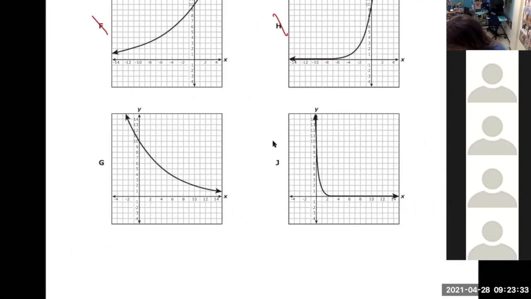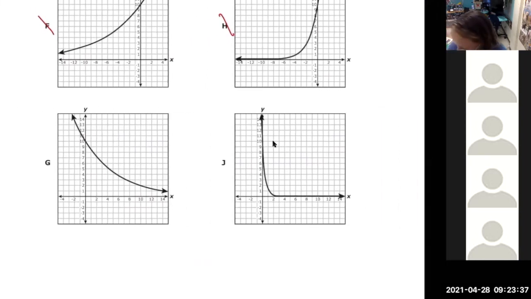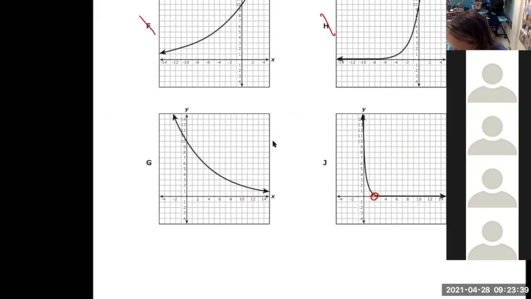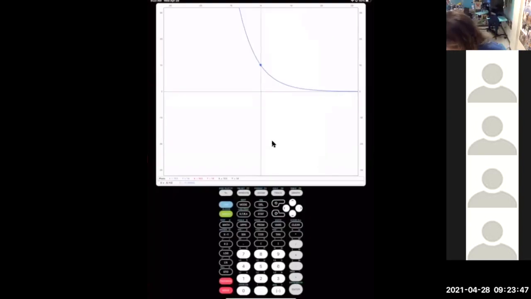And then let's see what the next point that we can see is. So for J, it looks like 2 is at 0. And for G, 2 is close to 7. So now let's go back and look at our graph. And at 2, let's see. So we can go trace.